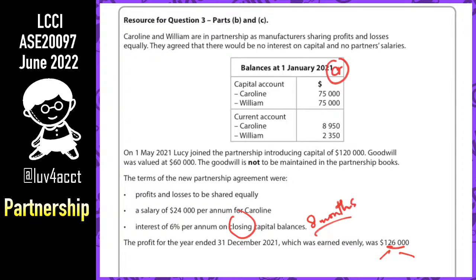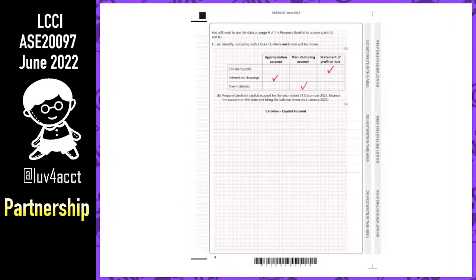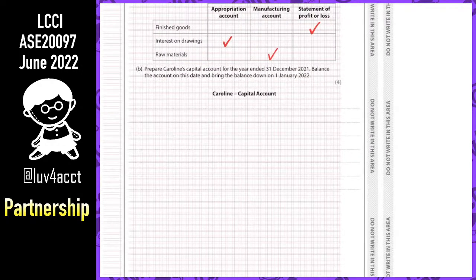Okay, so what, goodwill? No, capital account of Caroline, which is the same as William. So if we finish Caroline, we finish William. Let me draw the lines first, for this year.